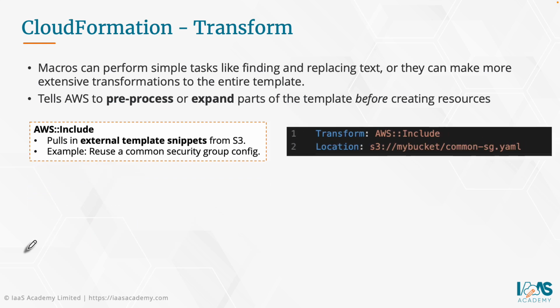And so there is one particular type of CloudFormation transform called the AWS::Include, which essentially pulls in external template snippets from, say, an Amazon S3 bucket. So the example is to reuse a common security group config. You're basically including a link to another YAML template that's stored in an S3 bucket to perform that particular part of the operation to build out your entire stack.